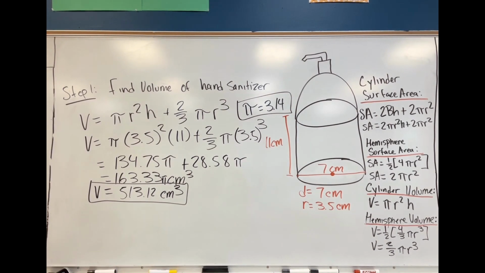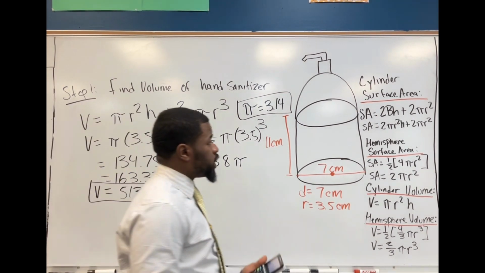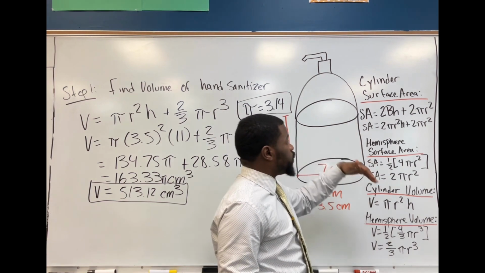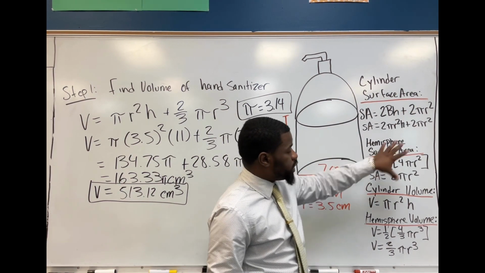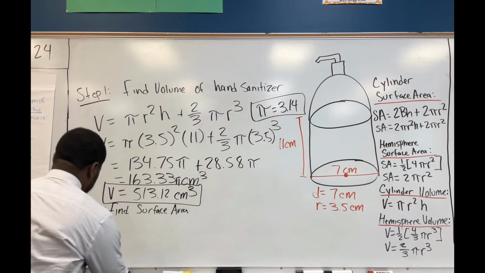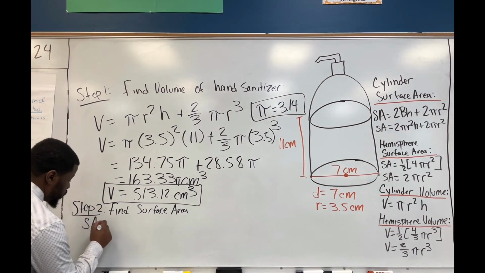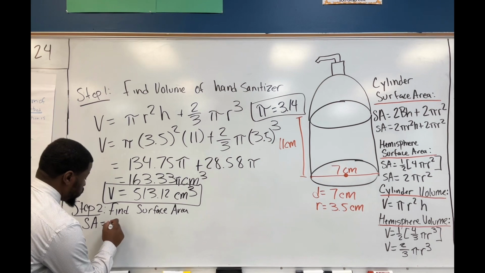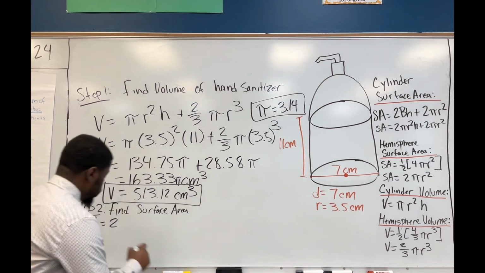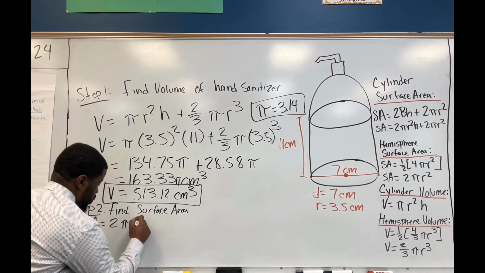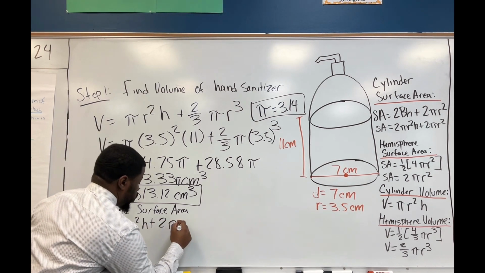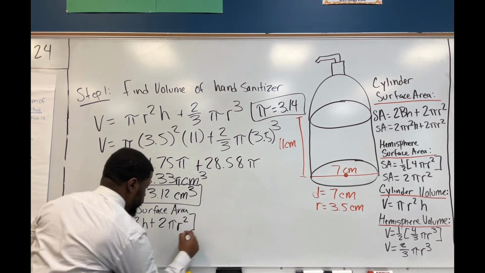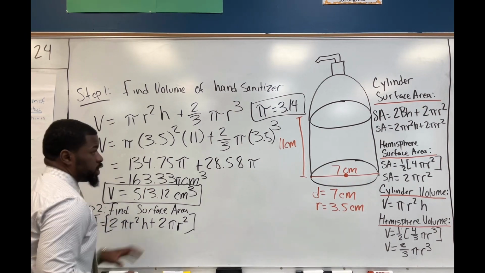Now, step 2, we're going to identify our surface area. In order to find the surface area, you have to find the surface area of the cylinder, and we have to find the surface area of the hemisphere. So we're going to use SA equals 2 times pi r squared times h plus 2 pi r squared, which is one region. This is for the cylinder.